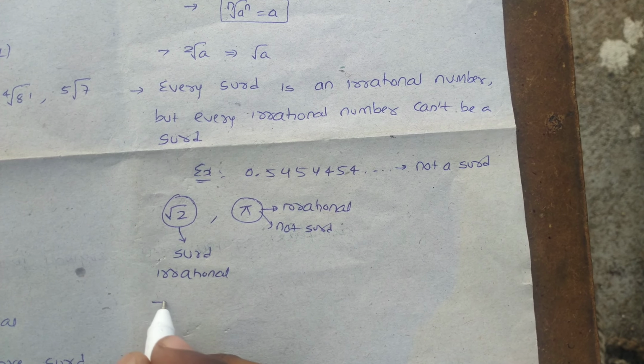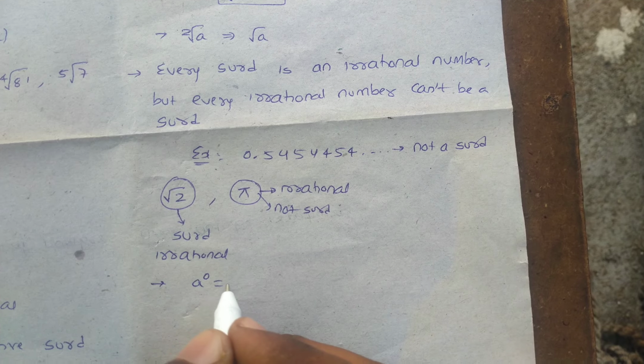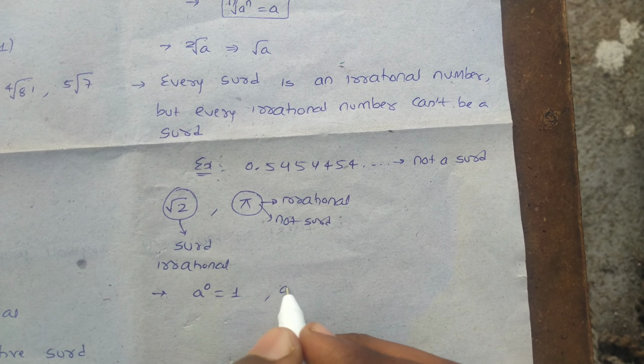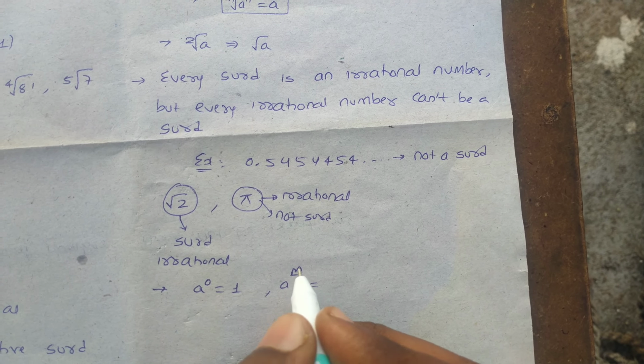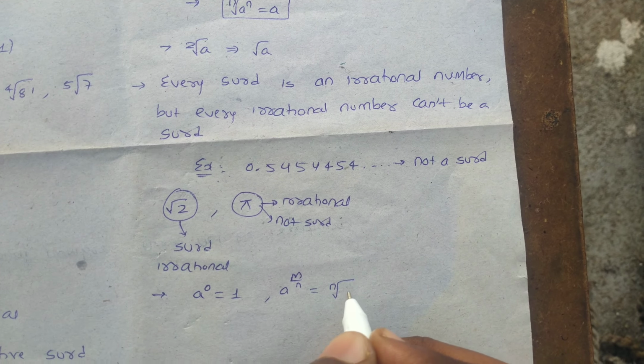There are some more properties also. A power 0 equals 1, you already know this. One more: a power m by n. Can we write a power m by n as the nth root of a power m?